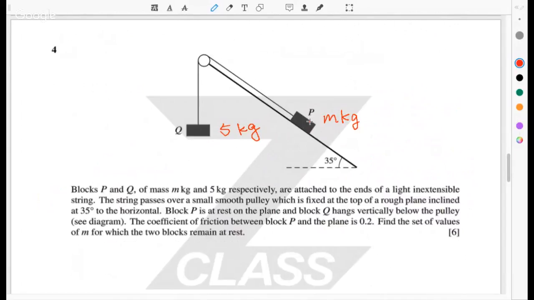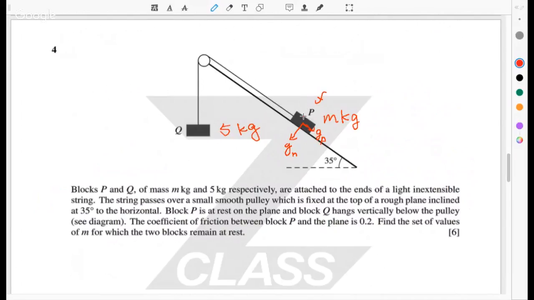So let's just see what kind of forces are acting on P. We have the component of gravity normal to the surface, so G normal, and we have component of gravity parallel to the surface, which is G parallel. And the component of gravity normal to the surface would give rise to a friction, but we do not know yet which direction the friction is acting at, because friction always acts to resist the attempt of motion.